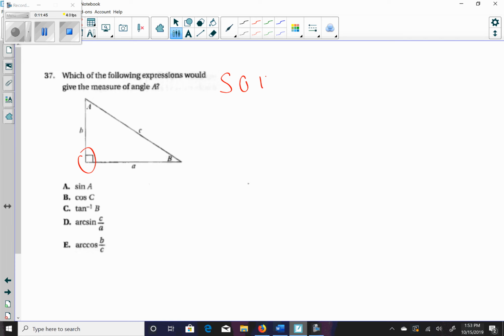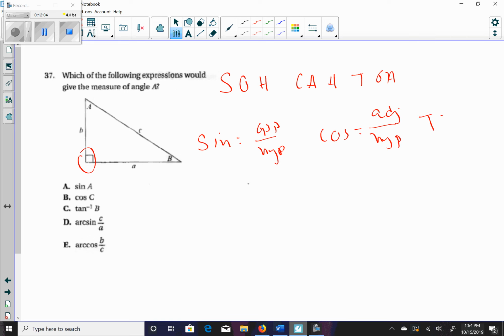I'm going to remember SOHCAHTOA. And what does SOHCAHTOA mean? SOHCAHTOA means that the sine of an angle is equal to the opposite over the hypotenuse. The cosine of an angle is equal to the adjacent over the hypotenuse. And the tangent of an angle is equal to the opposite over the adjacent. So if I'm looking for angle A, the opposite side is going to be A. The adjacent side is going to be B, and the C, since it's opposite of this right angle, will always be the hypotenuse.